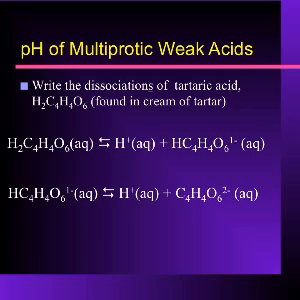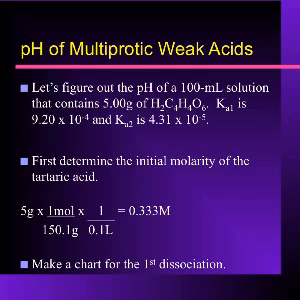I can then find the molarity by dividing those moles by my volume in liters. So you need to convert 100 milliliters to liters, and 100 milliliters is 0.1 of a liter. So I take my moles and divide by 0.1 of a liter to get an initial molarity of 0.333 molar. That is of my tartaric acid. So I'm ready to go now and make my first chart.